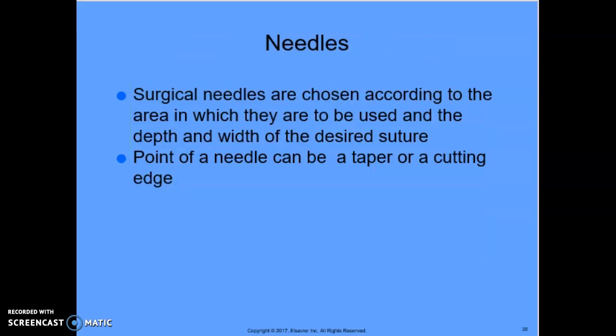Needles are manufactured with the suture material attached or swaged to the needle. So the needles come with that suture material. It's important to read the needle size and understand what your doctor likes and prepare the correct needle size and suture for him. Surgical needles are chosen according to the area in which they are to be used and the depth and width of the desired suture. The point of a needle can be a taper or a cutting edge, so the needle point can look a little bit different. And again, it's important that you know exactly what your doctor wants and how he wants that prepared. Make sure that you take a look again at figure 32-29 for the suture needle with swaged suture material.